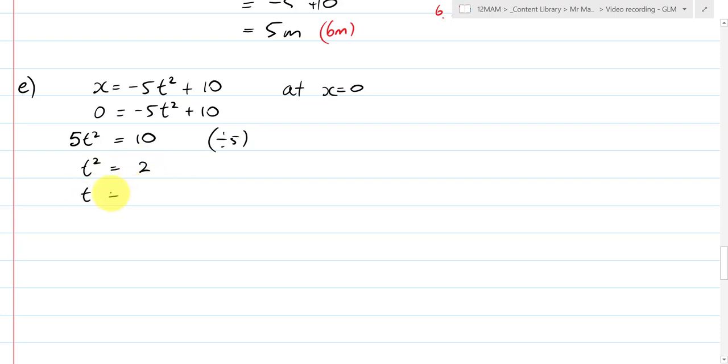And we get t is equal to, and be very careful you don't forget that it's equal to plus or minus root 2, which is plus or minus 1.414, something like that, the square root of 2. Okay, and this is obviously in seconds.